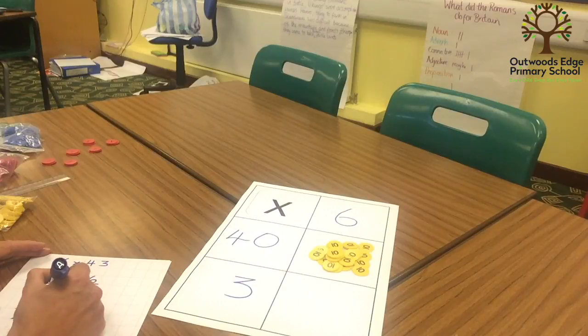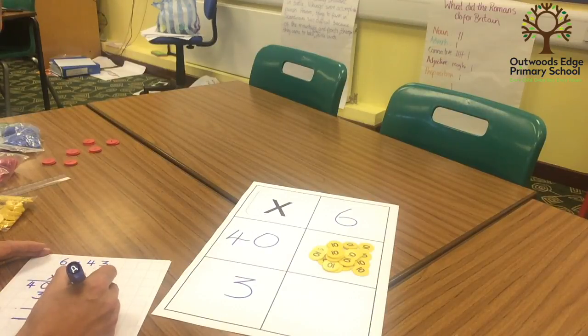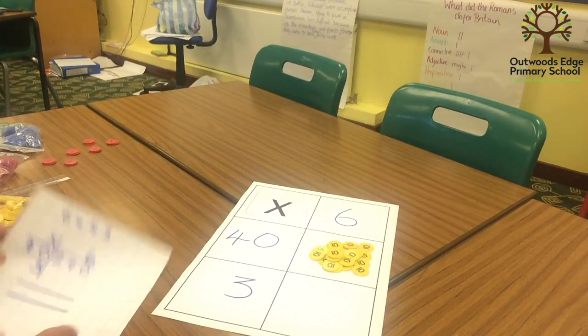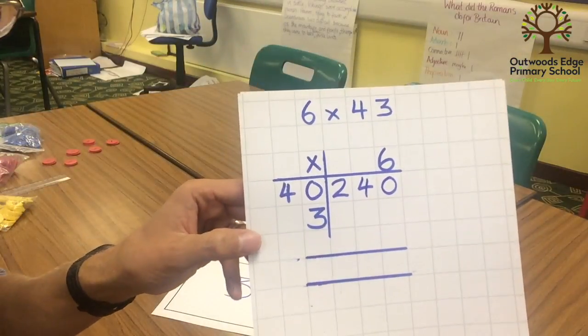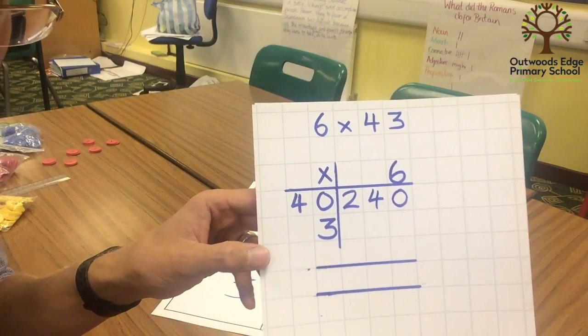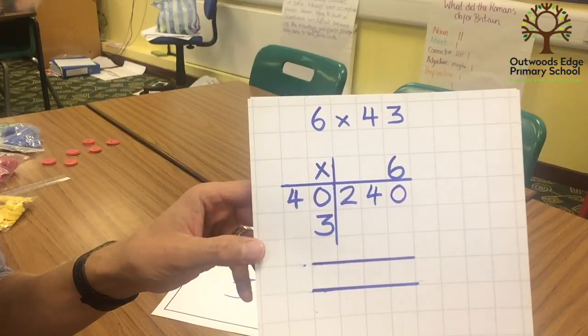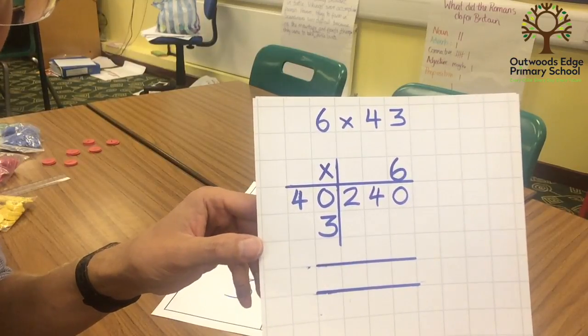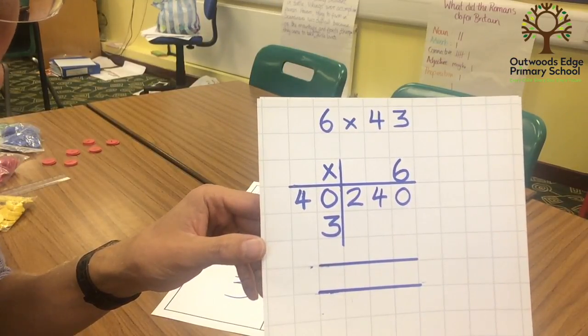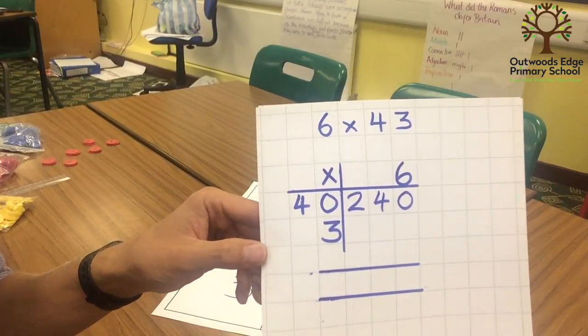Now, children that are particularly confident with this will recognise that 6 times 4 makes 24, so 6 times 40 is 240. They're known number facts. Okay, and I record that underneath, and where I put the numbers is important for the next stage.